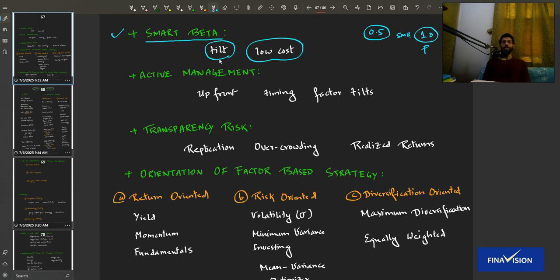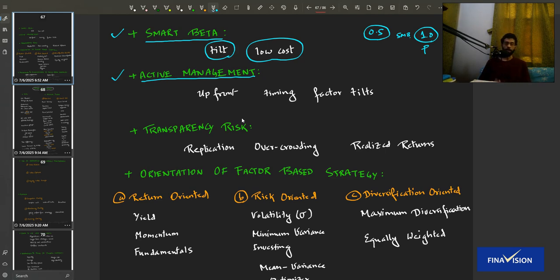Now apart from that, there can also be a degree of active management in the index. Now what do we mean by active management? We are obviously not talking about actively managed portfolios here. We are talking about active management upfront in an index-based design. So when the portfolio itself is being created or the strategy itself is being created, there are certain decision-based deviations being done, right? There are certain deviations which are being done in the portfolio design from the index.